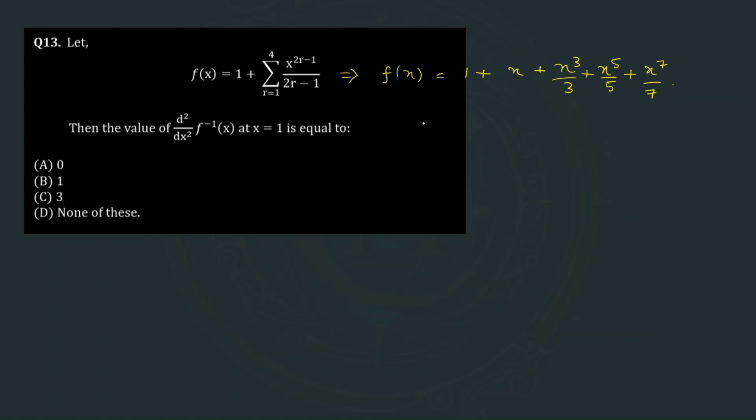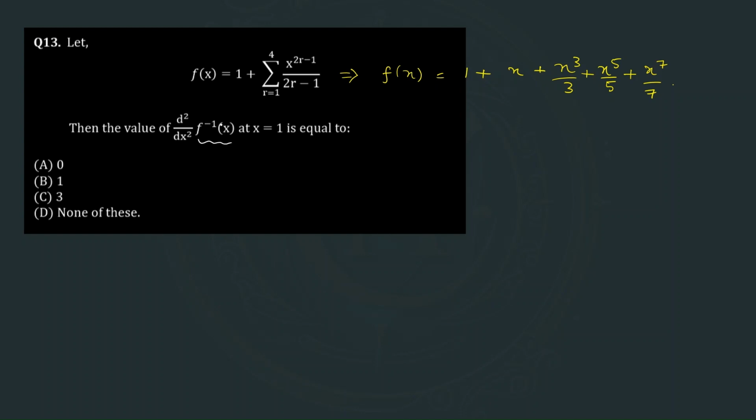So we are given the expression for f(x) and we are asked to find the double derivative of the inverse function of f(x) at x equal to 1. Now here you need to remember a very important concept, that is the derivative, or more accurately the double derivative of the inverse of a function, is given by a direct relation. You have to remember it. But let us first derive that expression.